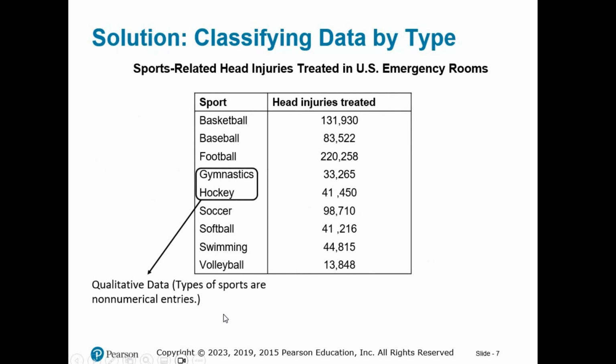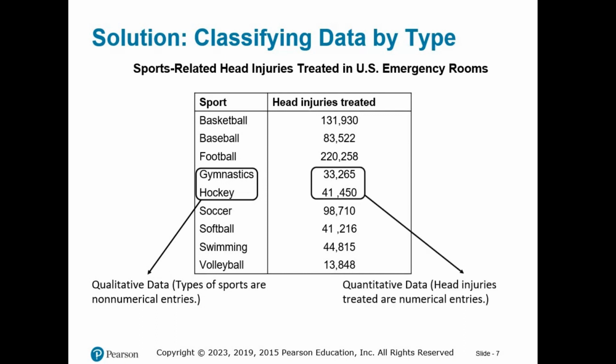Well, the first column includes the names of sports. That is categorical, not numerical. So the first column of type of sport would be qualitative. What about the second column, head injuries treated? There we find numbers, and they seem to be the type that it would make sense to use in mathematical calculations. We can, for instance, figure out what ratio of head injuries there are in football versus hockey. So the second column, head injuries treated, would be quantitative.